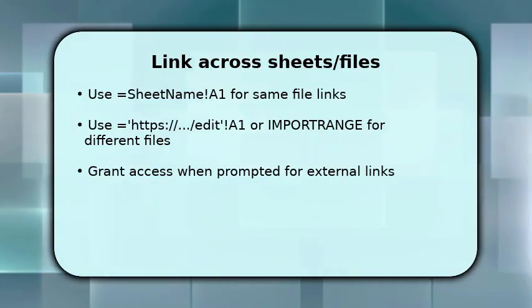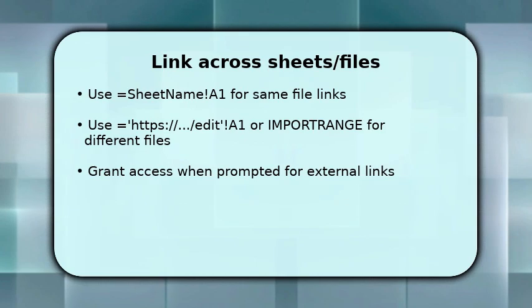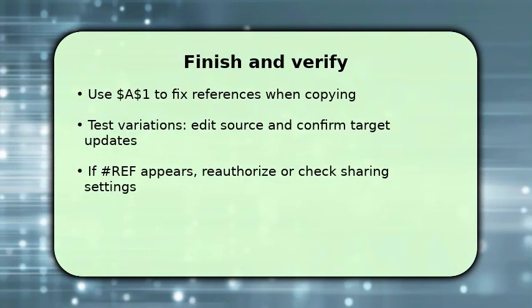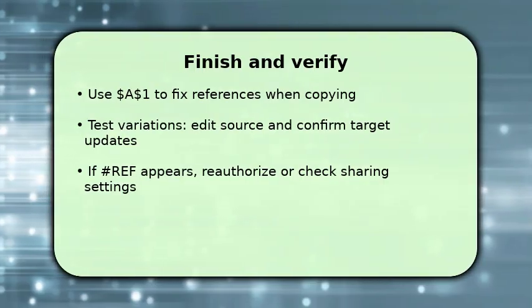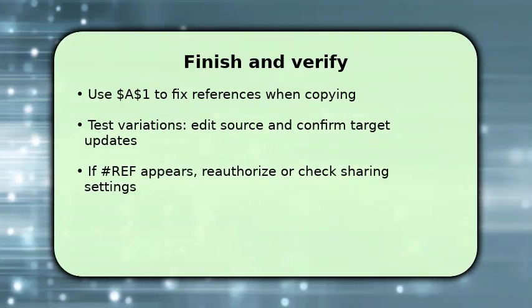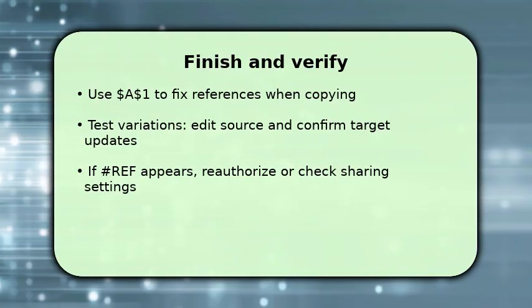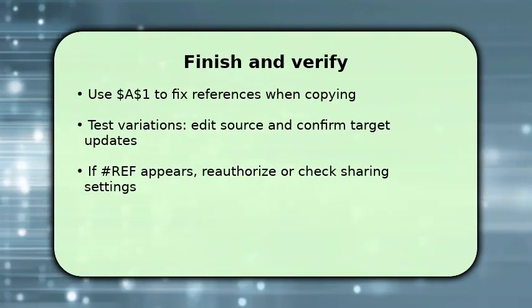To finish, lock references if needed and copy formulas across rows or columns. Use $ to fix row or column positions. Once applied, test the link by changing the source cell and verifying the target updates immediately. This confirms a successful live link.